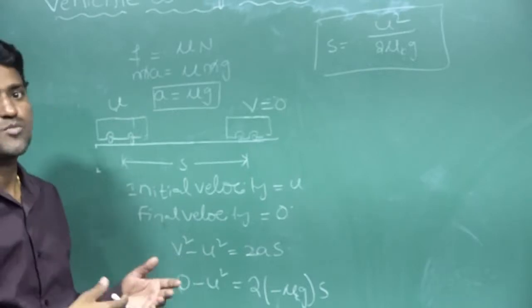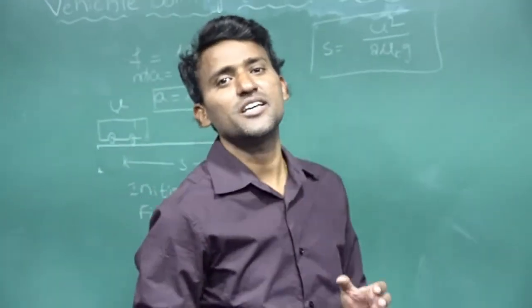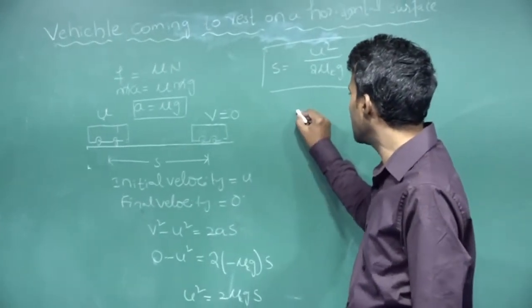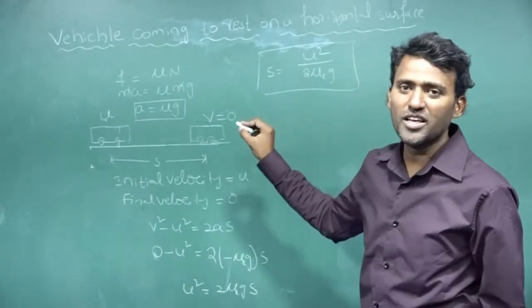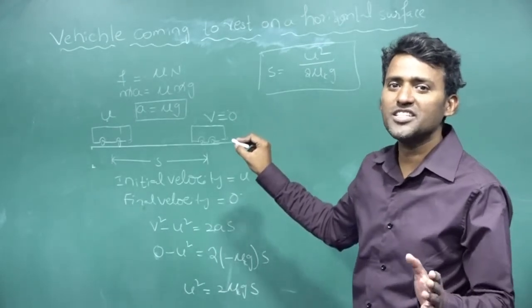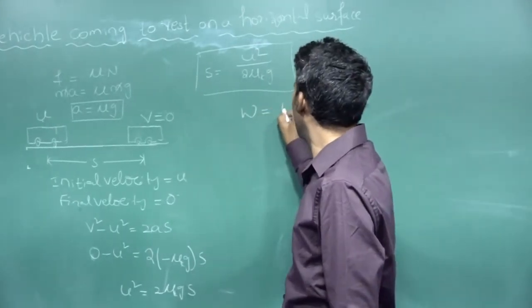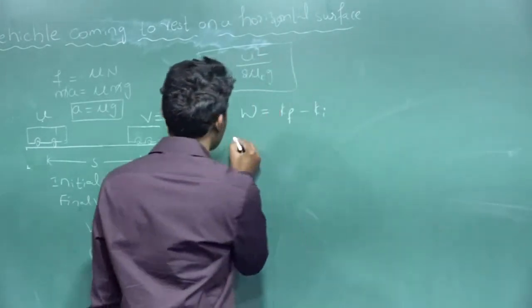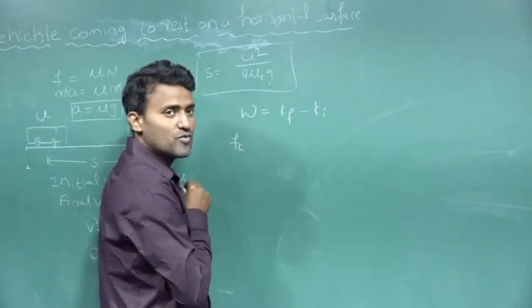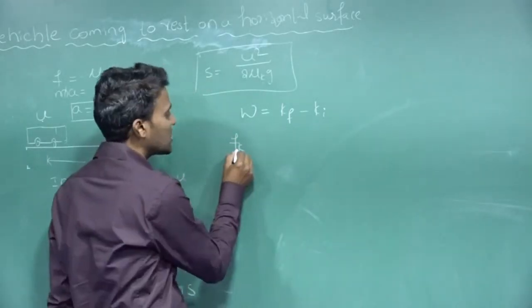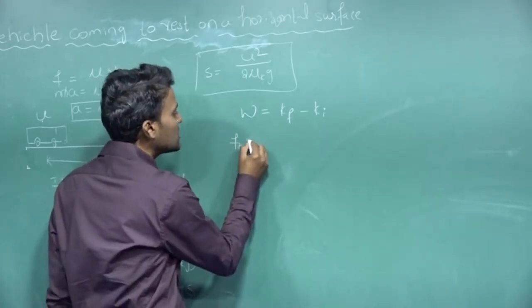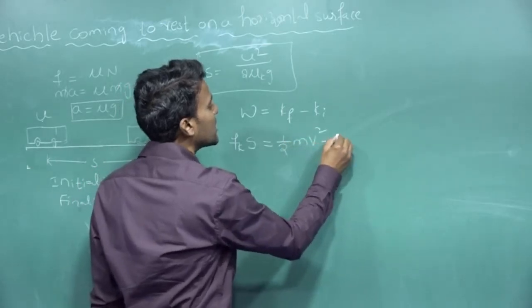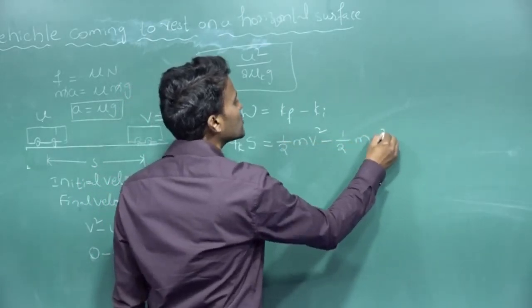The same concept I will explain in terms of the work energy theorem. What is the work energy theorem? Change in work is equal to change in kinetic energy. W is equal to final kinetic energy minus initial kinetic energy. Work done is force into displacement. Force is the kinetic frictional force Fk, and displacement is s. Final kinetic energy is half m v square. Initial kinetic energy is half m u square.